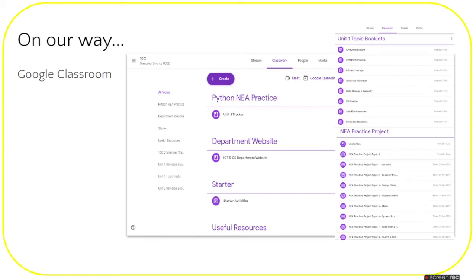We have set up Google Classrooms for all of our classes. And at Key Stage 4, I've also set up classrooms to allow our learners to revise past papers.